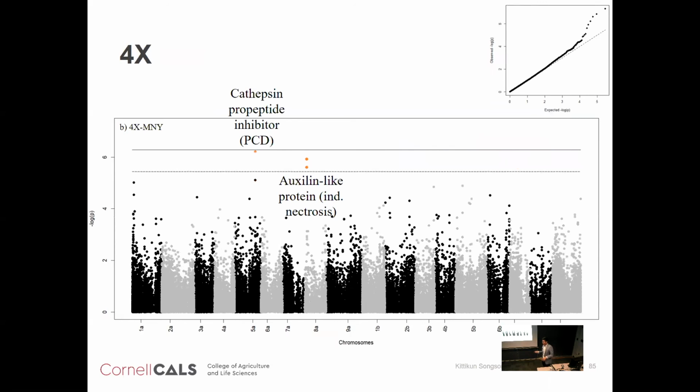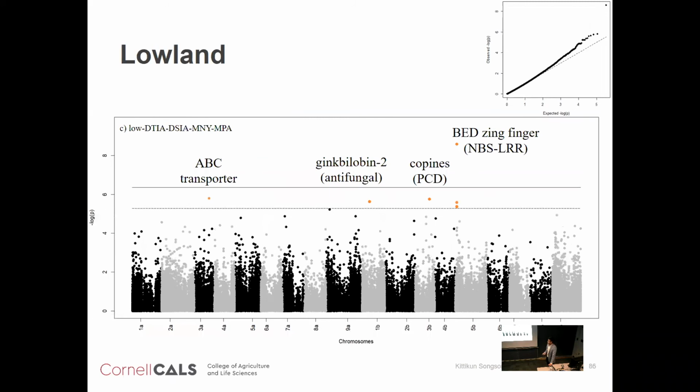So the only significant GWAS from the tetraploid subset is the maximum value in the field in New York State, and it links with the programmed cell death protein and also the protein that induces necrosis. Another subset is the lowland, which also shows antifungal proteins here, and this peak is linked with the nucleotide binding site leucine rich repeat protein, which is also well known for acting as an R protein that detects the pathogen.